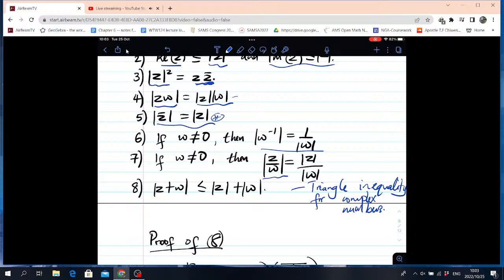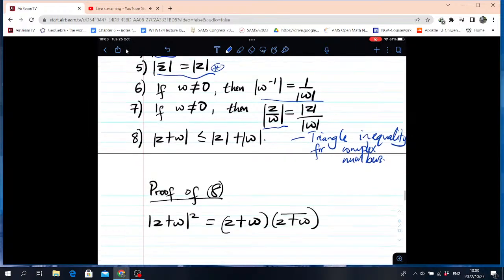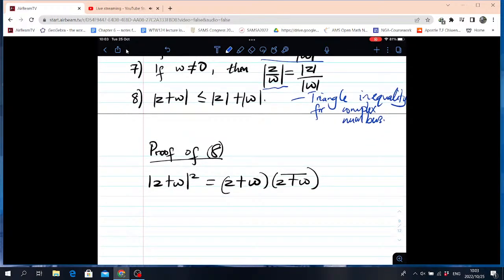And all the other statements we are going to have will be left as an exercise, but we are going to prove this last one, which is the triangle inequality for complex numbers. So let's see what we have. Again, we sort of use the same strategy that we used for vectors.